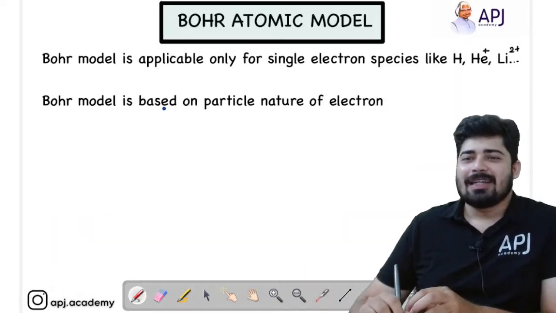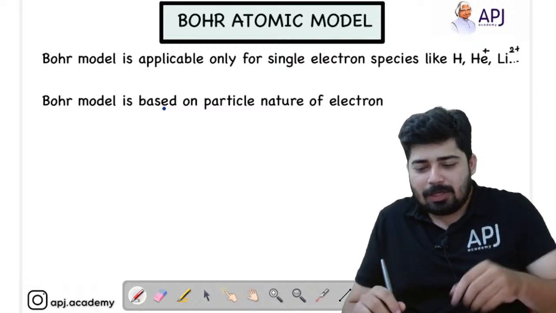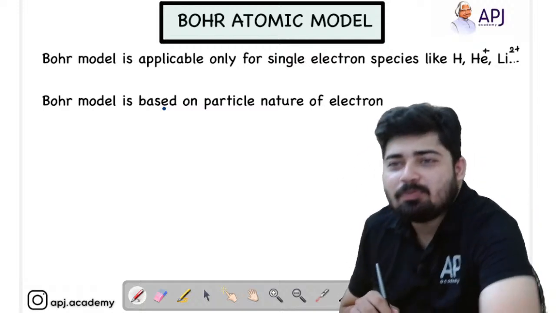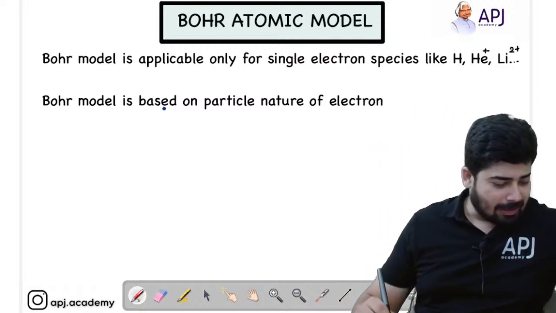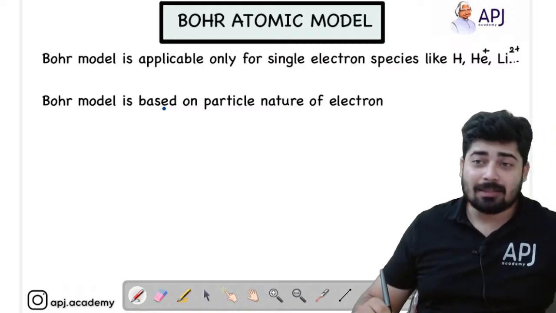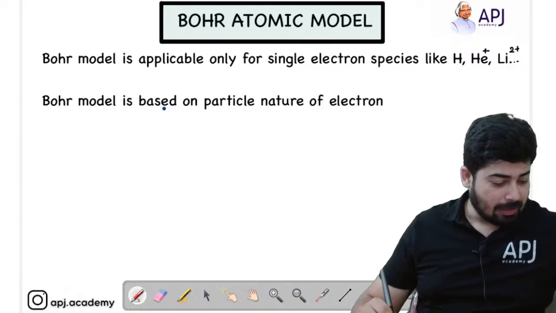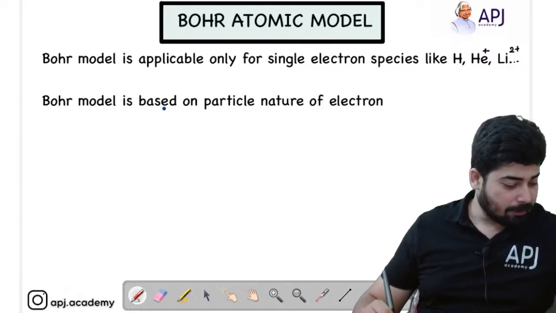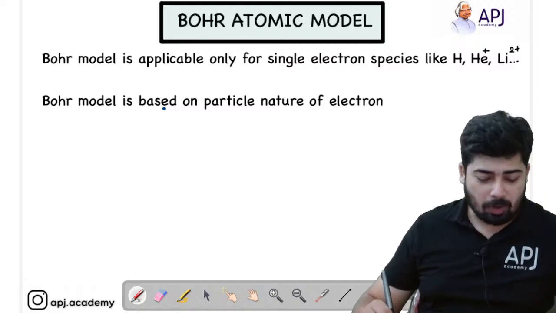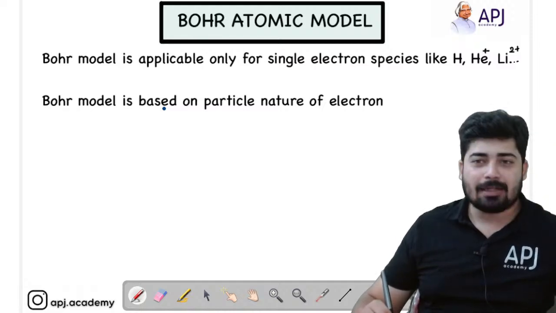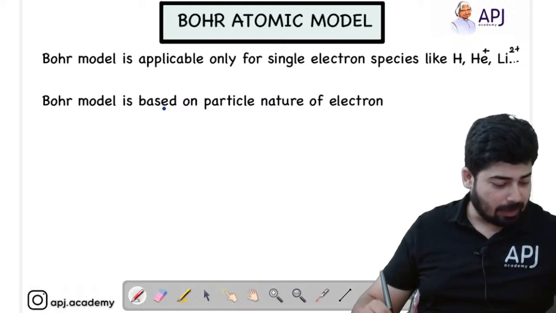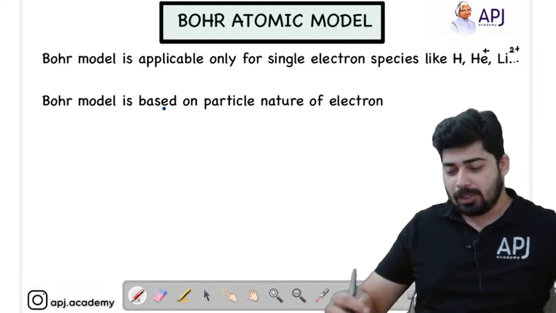Now let's start with the topic. Today we are going to discuss the Bohr atomic model. It's an important topic, you know that, and we have now started the second chapter, which is from atomic structure. In atomic structure, we have different atomic models to be learned, and the very first one we are going to discuss is the Bohr atomic model.